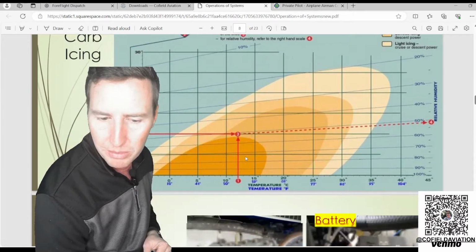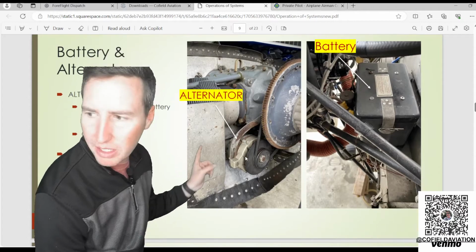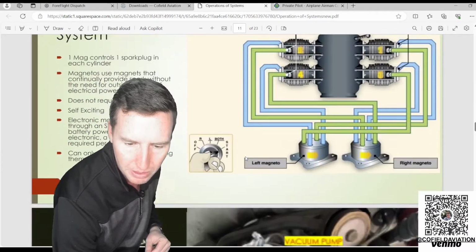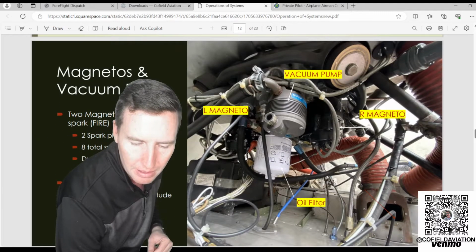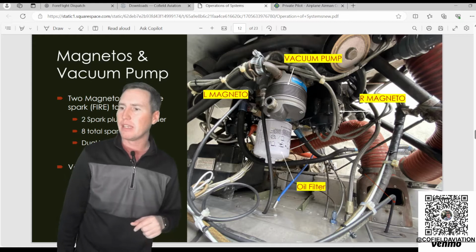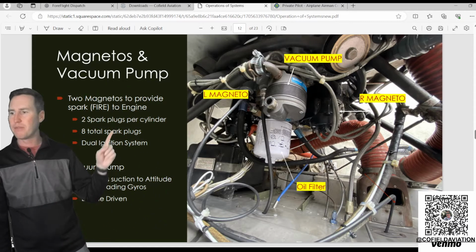Operation of systems part 1. We talked about carb icing. We talked about the electrical system. In part 1, we talked about the dual ignition system, and we talked about the magnetos. In part 1, that is the fire right here.